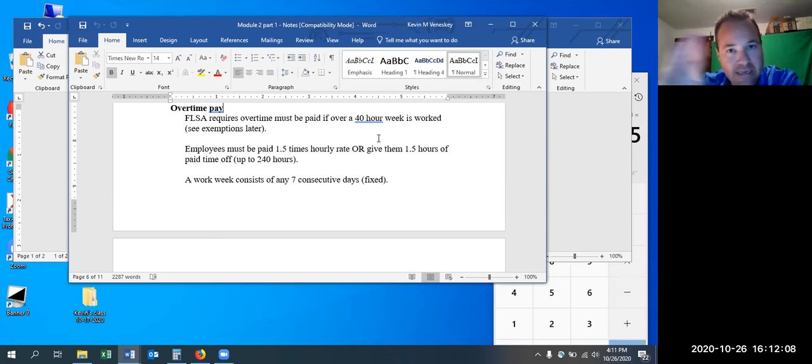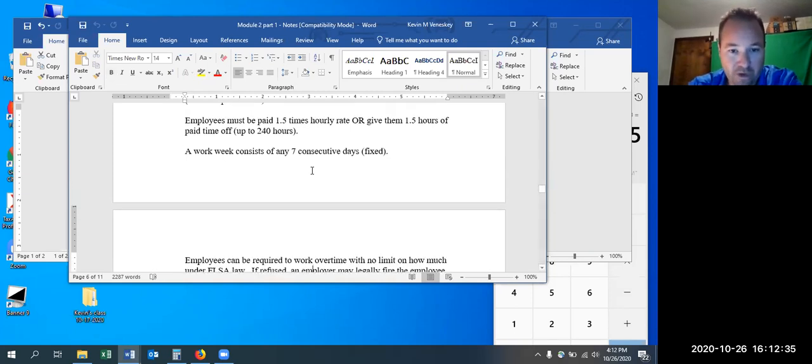So if you work any of those 7 days and your total hours are over 40, you are automatically allowed to get overtime. Now, there are some exceptions. Not everybody gets overtime, but those who qualify, and we'll get to who is qualified. If you are qualified, you have to be paid 1.5 times your hourly rate. That is one of the rules that FLSA requires. 1.5 times.